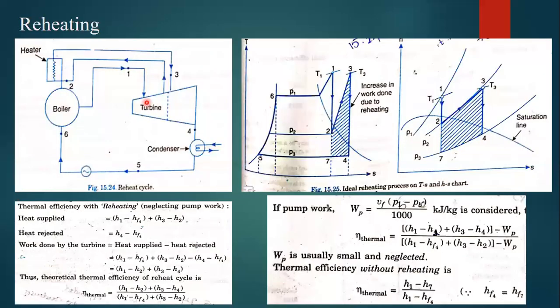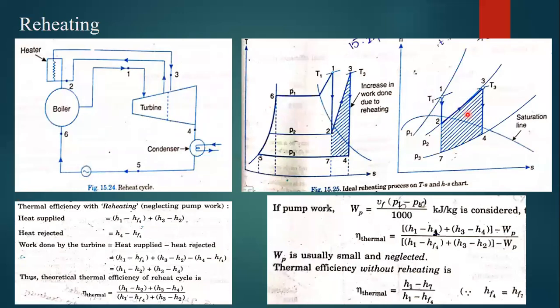But here we allow it to expand in the turbine. After allowing it to expand in the turbine, we take the whole steam to the heater, reheat it there, and send it again to the turbine to do some work. That means there will be work output after this. Okay, and after that, whatever we have got is taken to the condenser, and again the same procedure follows; the normal cycle takes place.